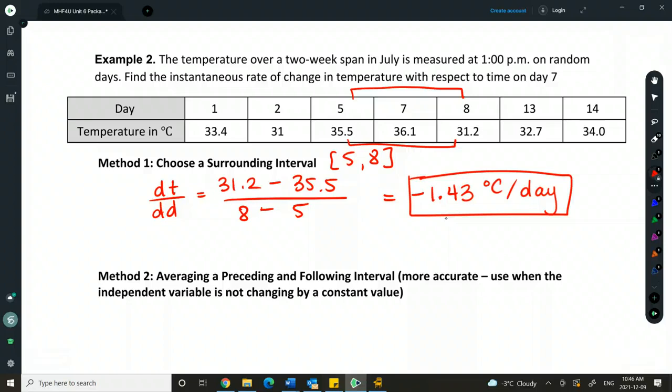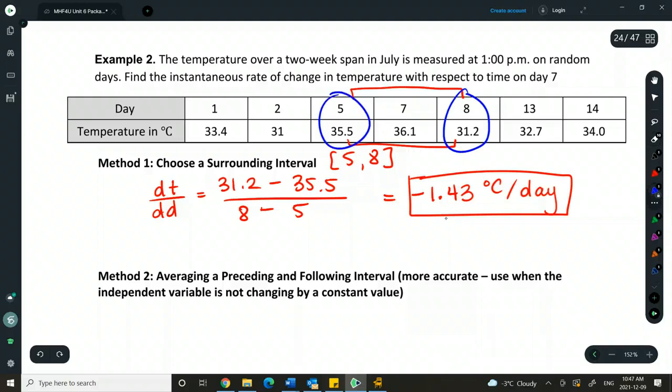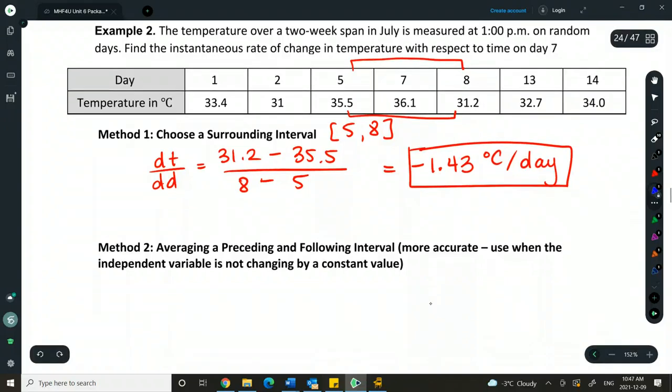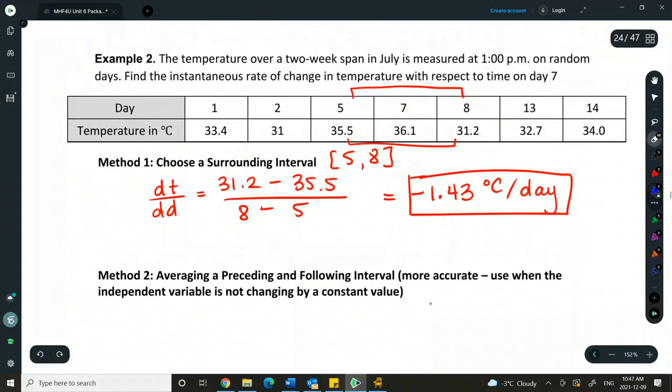We can choose the surrounding interval if we have a table. Yeah, Keaton? If it's going down on the 5th day, it's lower than on the 7th day. So it's going up. Because we chose a surrounding interval, we're only taking into consideration this piece of data and this piece. We're not taking into consideration that middle piece, which brings us to our next part of the question, which is maybe a more accurate way is to average the two intervals, from 5 to 7 and 7 to 8.